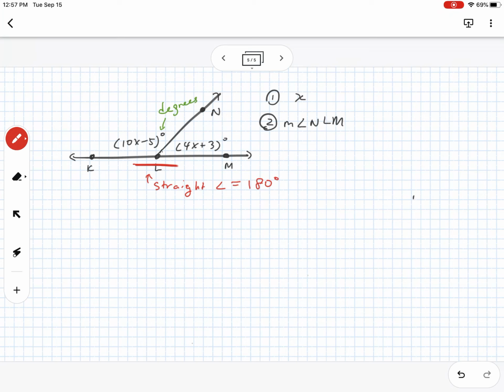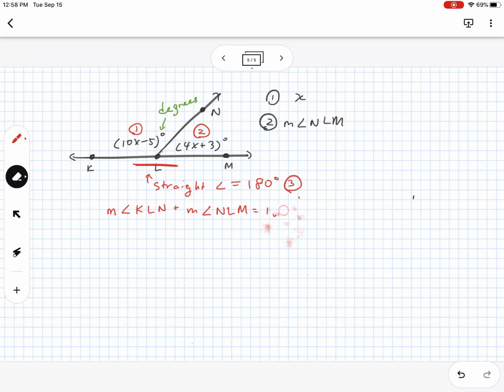And so that shows us how the angle addition postulate would work here, that this first angle plus this second angle has to equal my third angle here, which is 180 degrees. So to set this up, I would say 10x minus 5 degrees plus, oh, you know what? Let's go ahead and set it up as the angle addition postulate first. So we would say that the measure of angle KLN plus the measure of angle NLM is equal to 180 degrees.